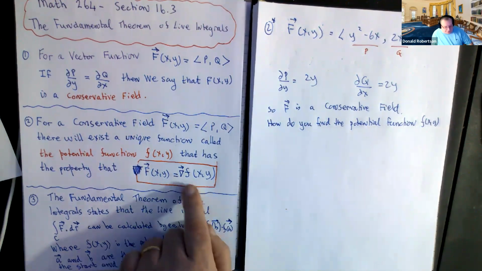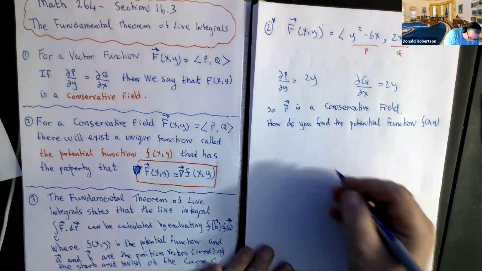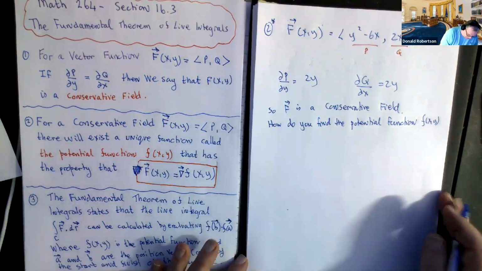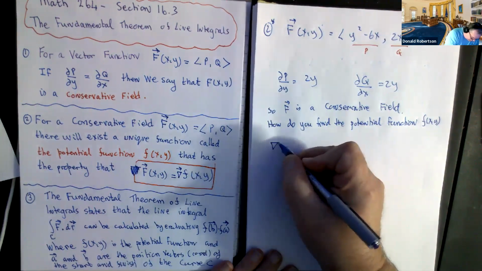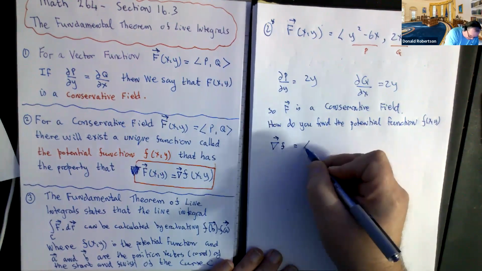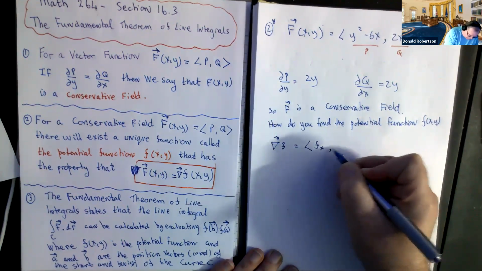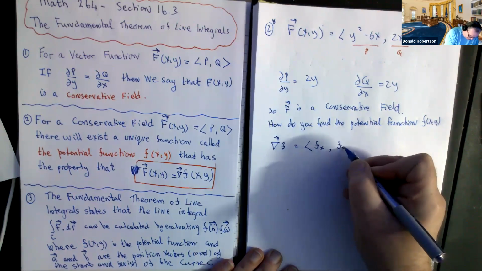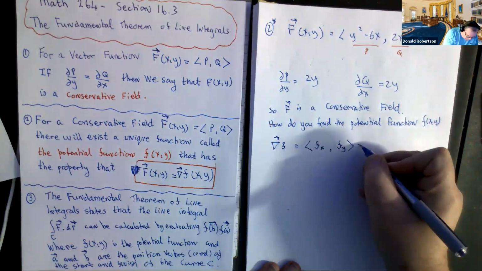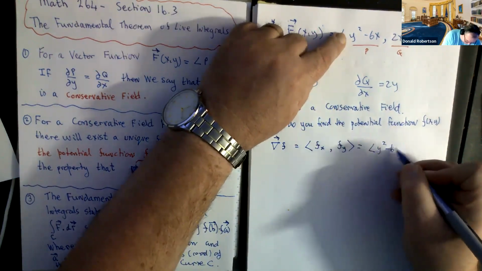Well, what we know is that the gradient of it is equal to this. So if I find the gradient of this function, we know it's the partial derivative of f with respect to x, comma, the partial derivative with respect to y. That, and we know it's equal to this.